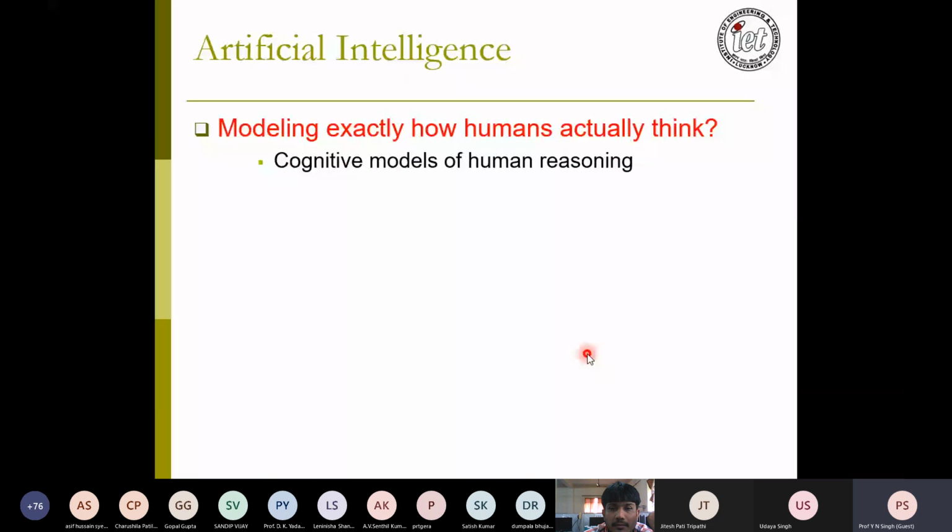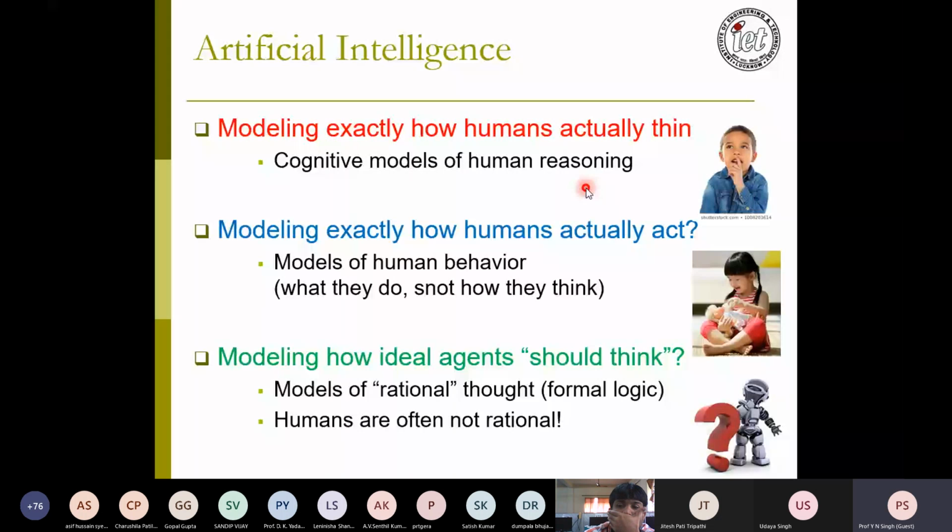Now let us see why we are motivated to study artificial intelligence. The need is modeling exactly how humans think. Our aim, the aim of artificial intelligence, is to design and develop machines that work like us and think like us. So how do we create and develop a model very similar to human beings? Model means a model for the thought process, that is, cognitive models of human reasoning.